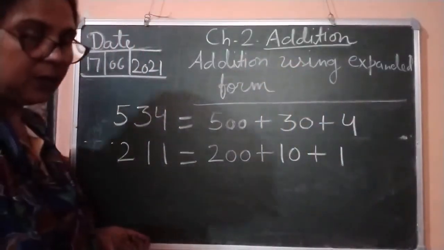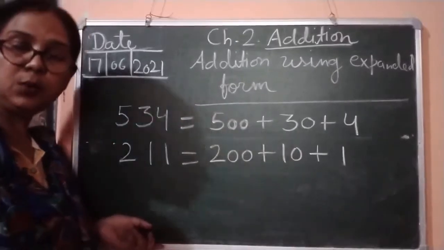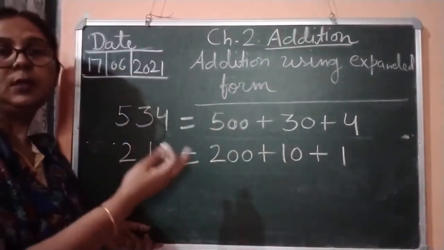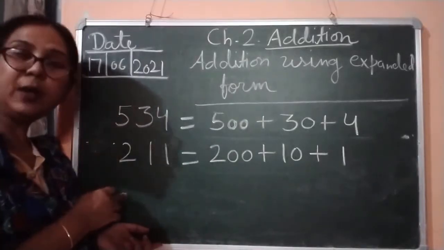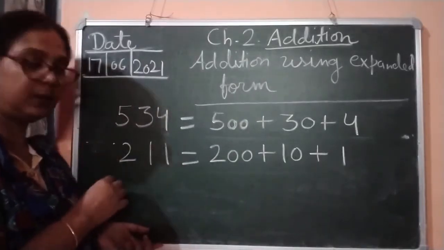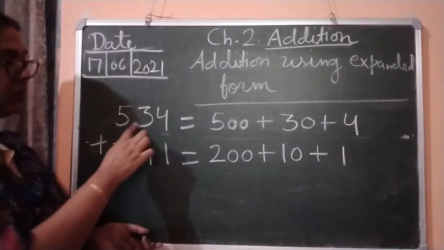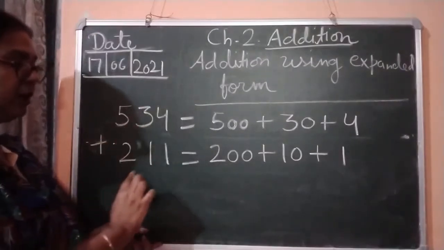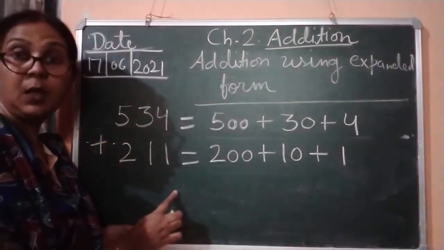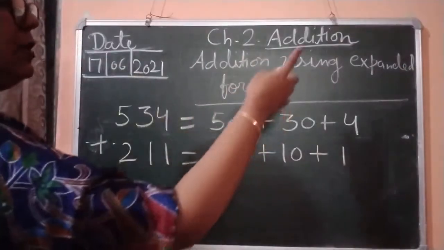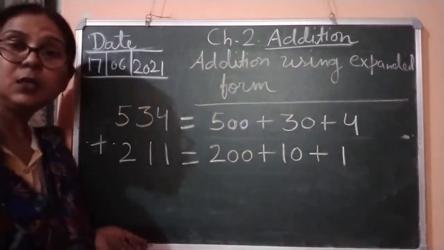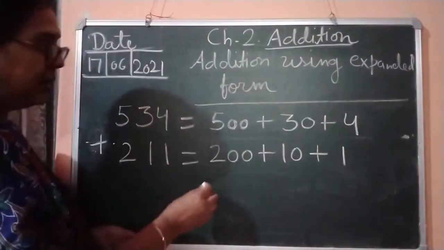If I ask you to do the addition of this expanded form, how can you write it? How can you add these two numbers, 534 and 211, in expanded form? Because this is our topic, addition using expanded form. So now how can we add this?